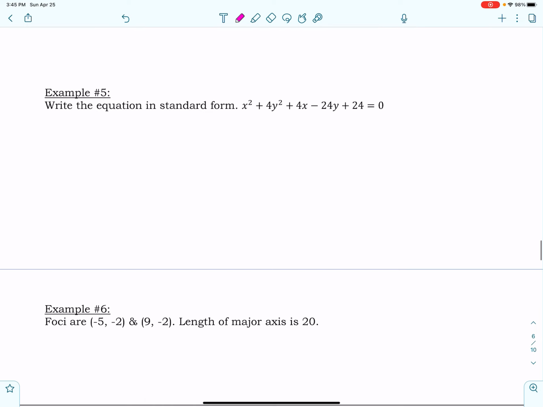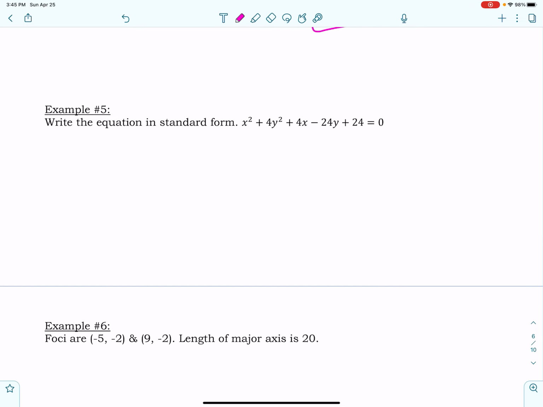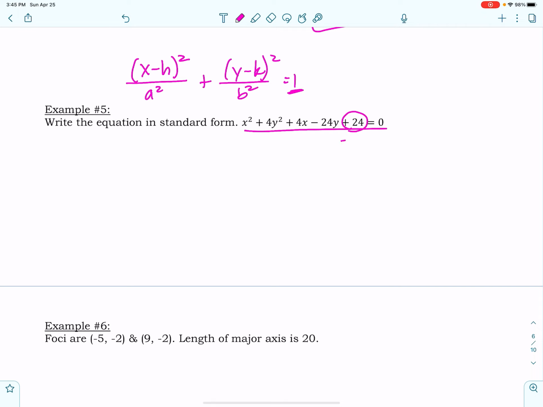All right, so let's look at what happens when we have to write our equation in standard form now. Again, keep in mind that standard form looks like this. And clearly, this does not look that way. So notice firstly that this is not equal to 0, it's equal to 1. So that's an indication that my constant is going to need to go on the other side of the equal sign.